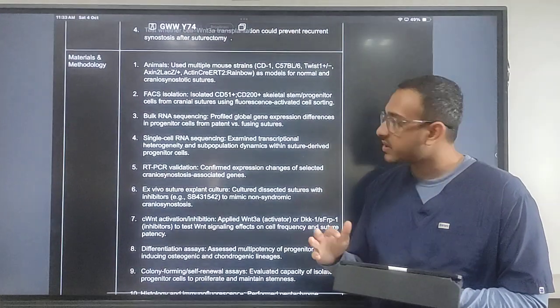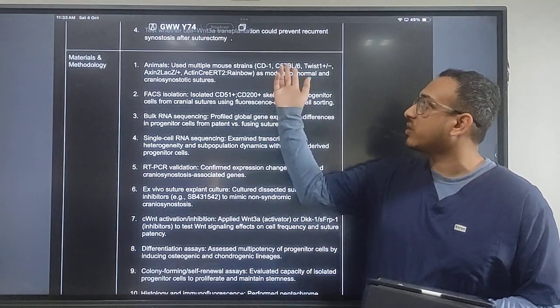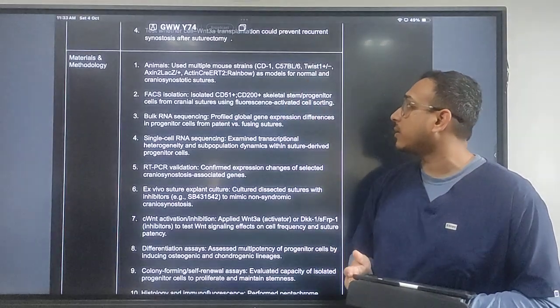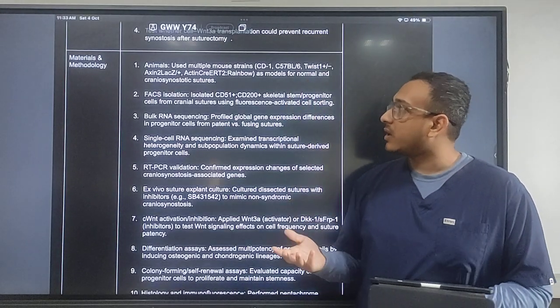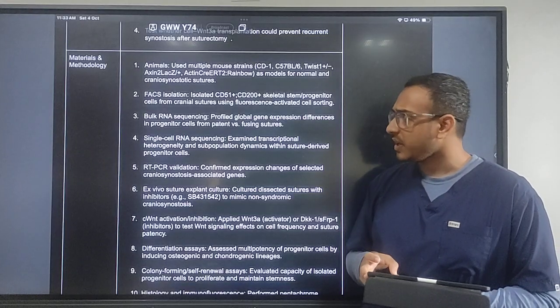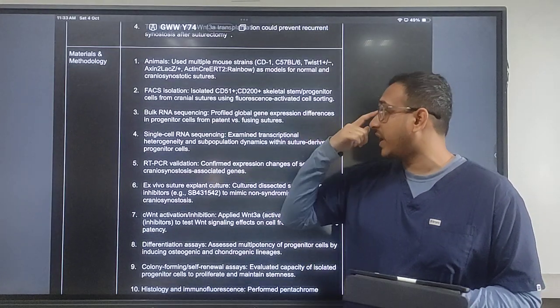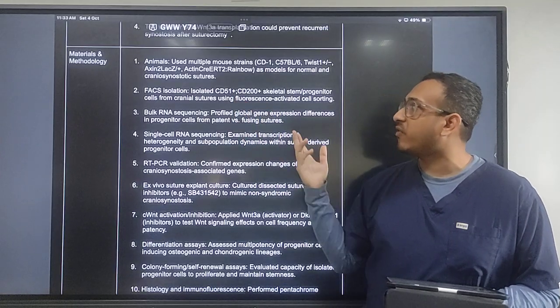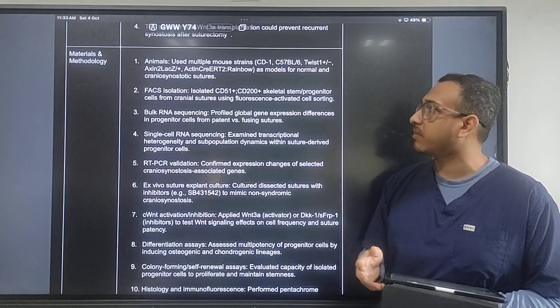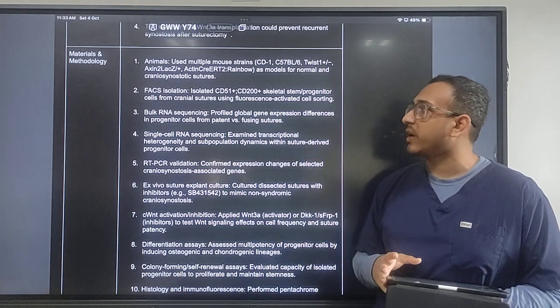So in materials, for the animals, they used multiple mouse strains. These were the strains and the models for normal and craniosynostotic sutures. For the FACS isolation, they isolated the cells with CD51 plus and CD200 plus markers using fluorescence activated cell sorting.